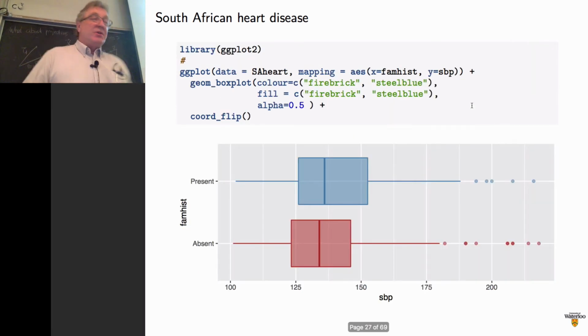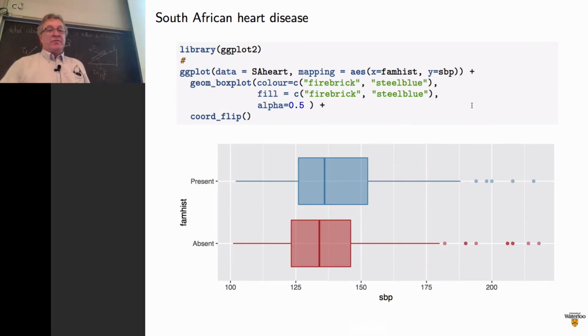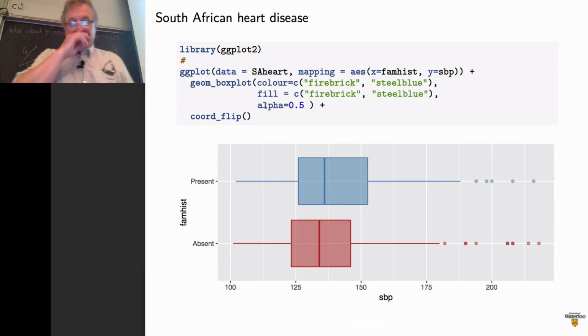In the ggplot, because it's a pipeline of transformations, after I've got the plot and I've applied the geometry to it, I'm going to flip the coordinates. So again, it's a pipeline of stuff. So same picture, slightly different aesthetics in drawing the box plot. The whiskers here at the end are not drawn on, but otherwise it's identical. Okay.